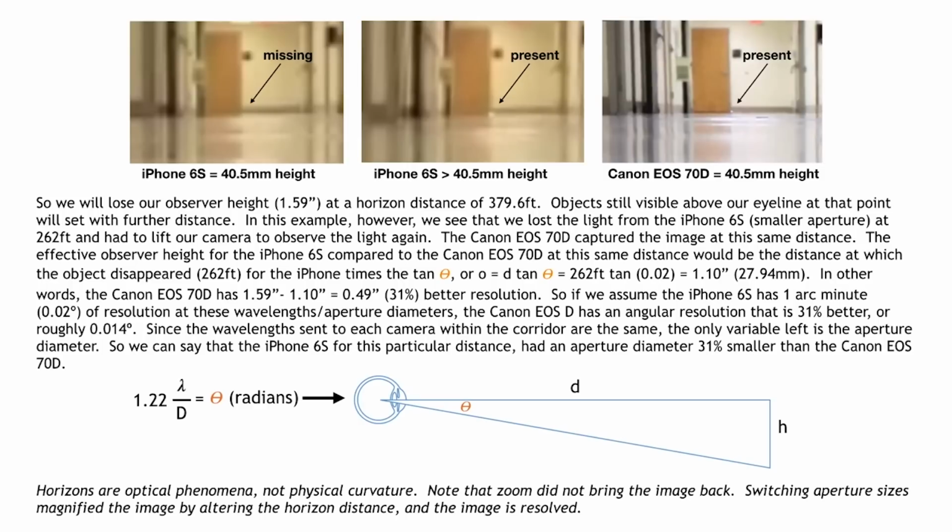So once again, horizons are an optical phenomenon, they are not physical curvature. Note that zoom did not bring the image back, but switching aperture sizes magnified the image by altering the horizon distance, and the image is now resolved according to the Rayleigh criteria.